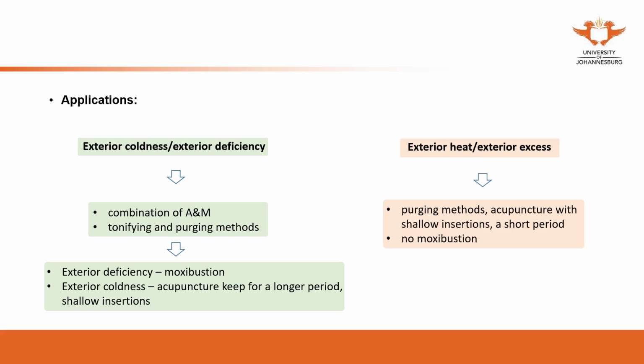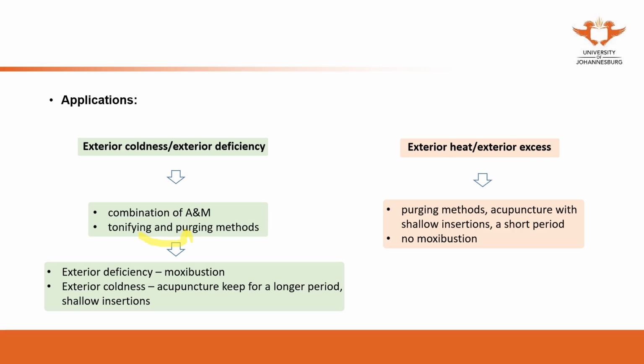We can use tonifying and purging methods. It depends. So these two are very different, tonifying and purging. It all depends which one is dominant. Exterior coldness, the pathogen, it is considered as the excess compared with the deficiency. Exterior deficiency, we're going to tonify the exterior. So you may choose either tonifying or purging methods according to the different symptoms.